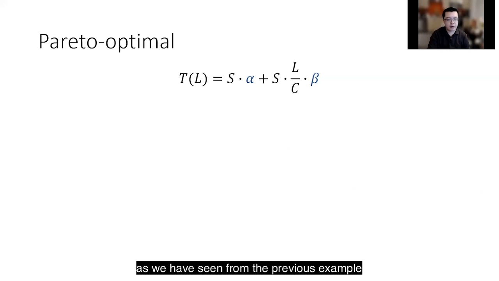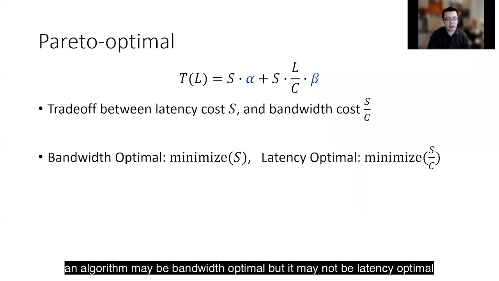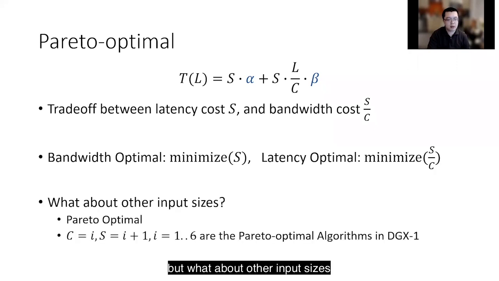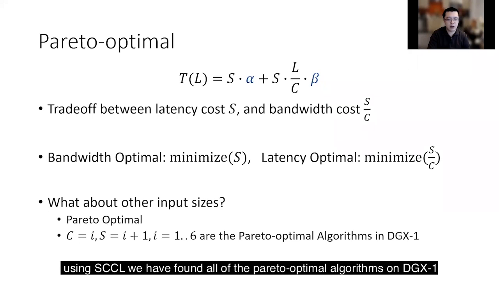As we have seen from the previous example, the optimality is a trade-off between latency cost and bandwidth cost. An algorithm may be bandwidth optimal, but it may not be latency optimal. Here, bandwidth optimal and latency optimal are only for the cases where the input size is extremely large or extremely small. But what about other input sizes? Each non-zero and non-infinity input size should also have a corresponding optimal algorithm. All of those algorithms are algorithms on the Pareto frontier, and this kind of optimality is Pareto-optimal. Using SCCL, we have found all of the Pareto-optimal algorithms on DGX1.